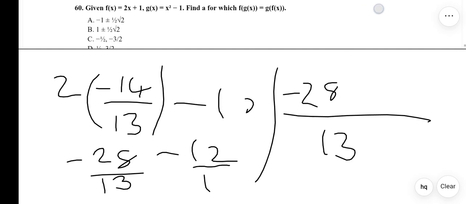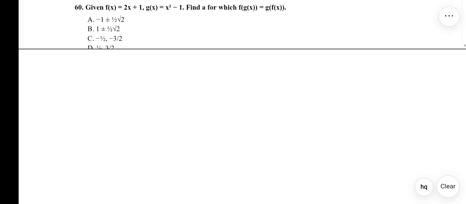Alright, so the last but not the least question. I was asked to find the value of a for which f of g of x is equal to g of f of x. So first of all, what is f of g of x? My f of x is 2x plus 1, so I'm replacing my input, which is x, with g of x. Anywhere I see x, I'm going to replace it.